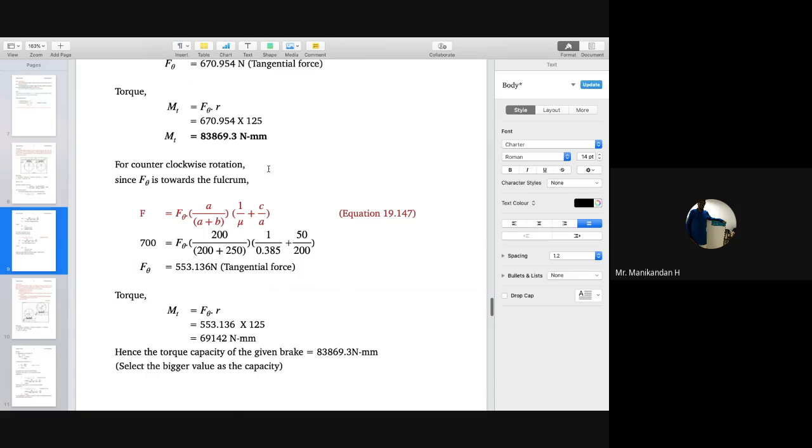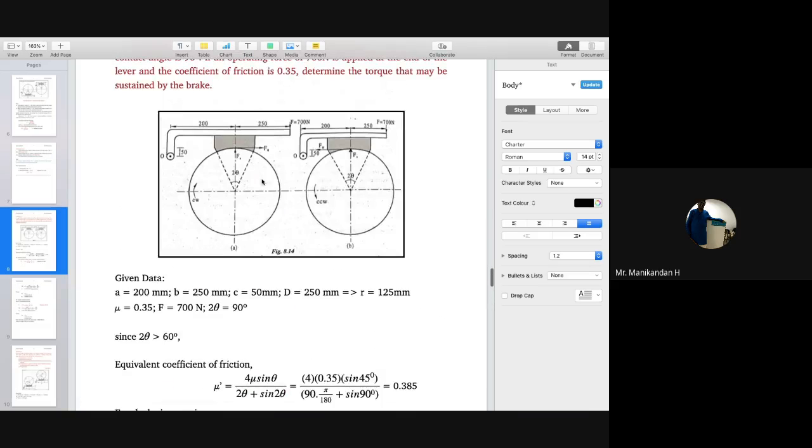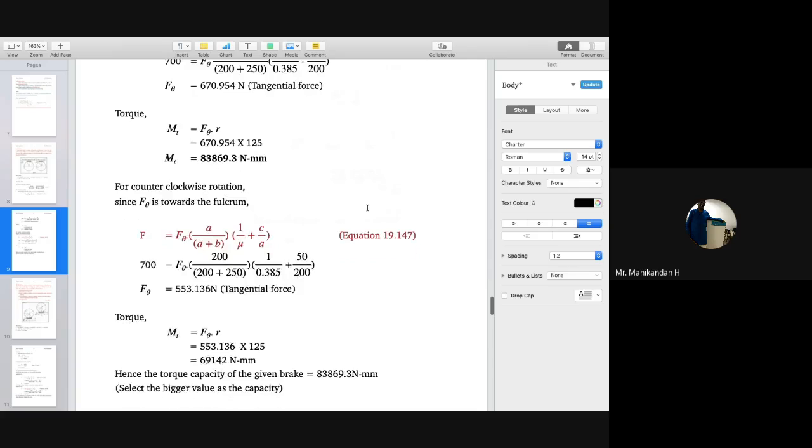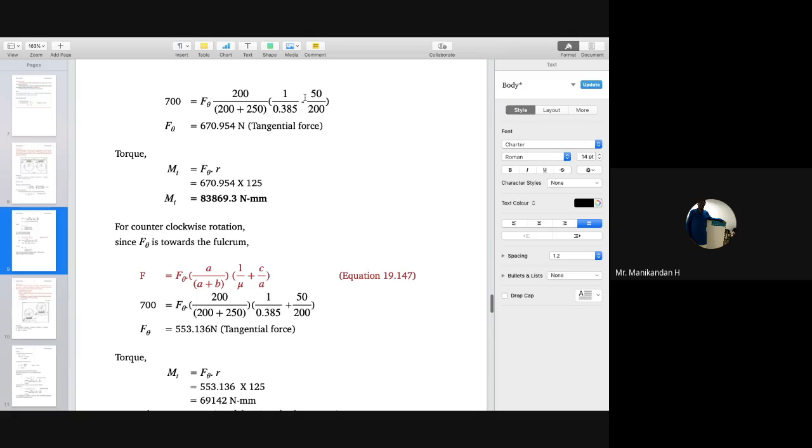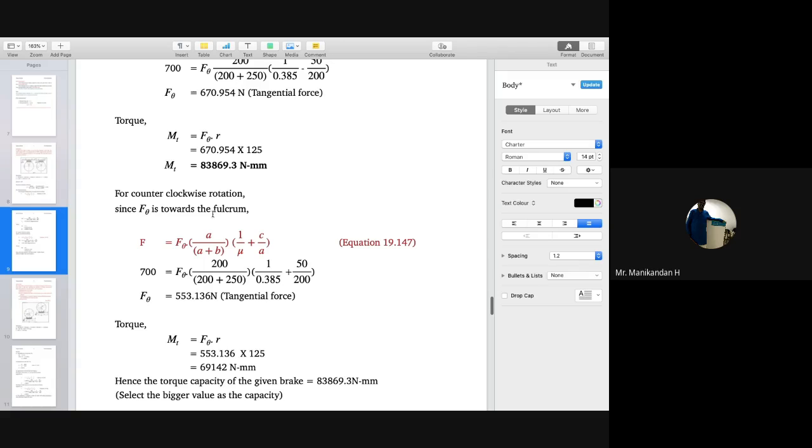Now for counterclockwise rotation, F theta is towards the fulcrum. Counterclockwise, this F theta is actually acting towards the fulcrum. In that case, we'll use equation 19.147: F equals F theta into A by A plus B into (1 by mu plus C by A). So it is the same formula, only the sign changes. Minus will become plus over here. If you multiply all these, we can find the unknown value. F theta is equal to 553.136 Newton.